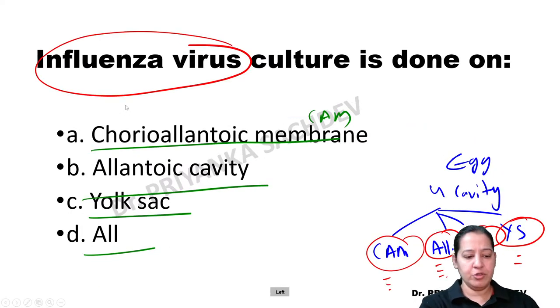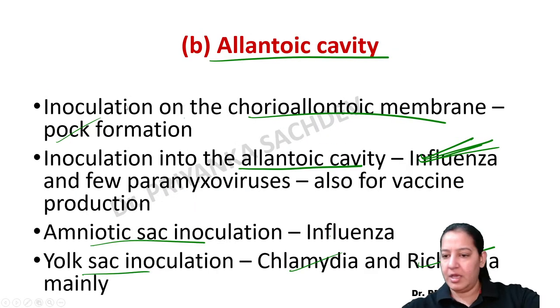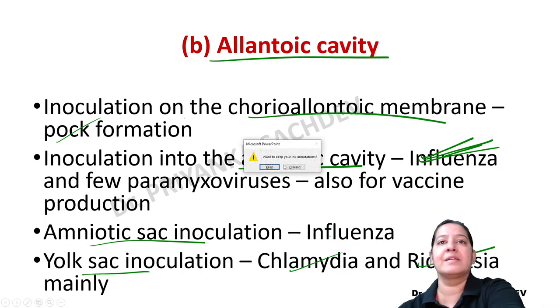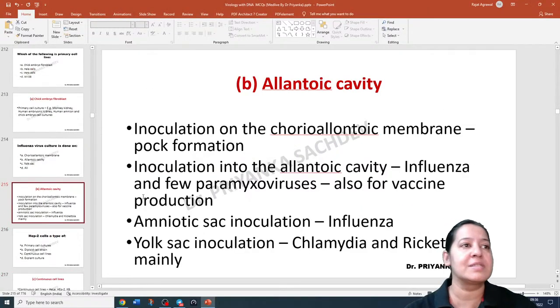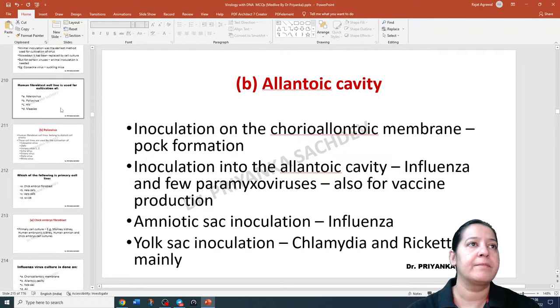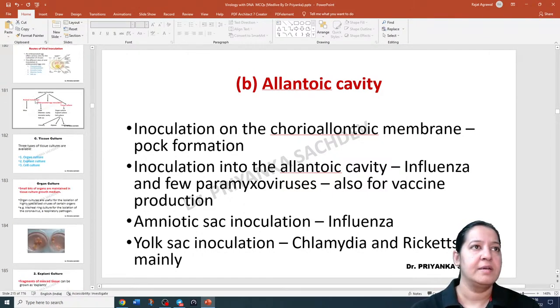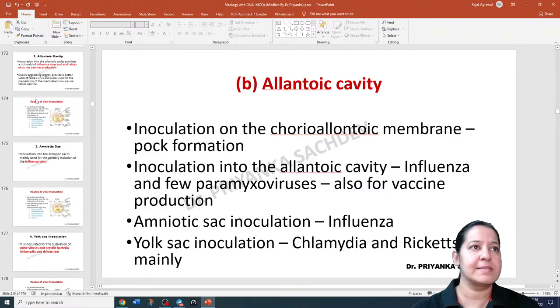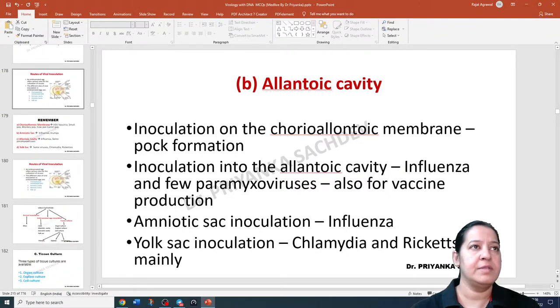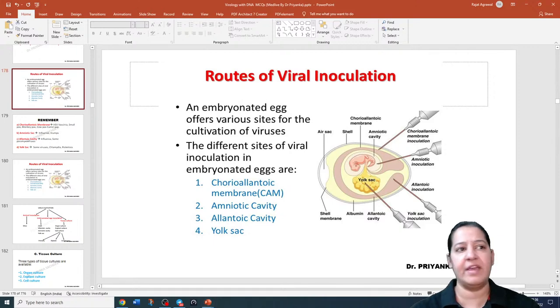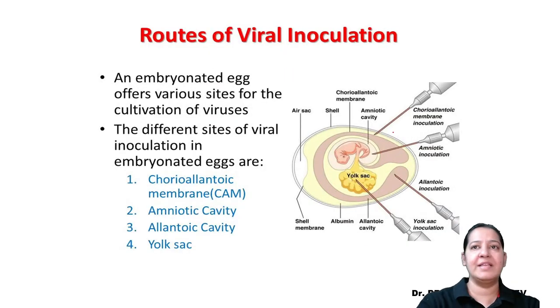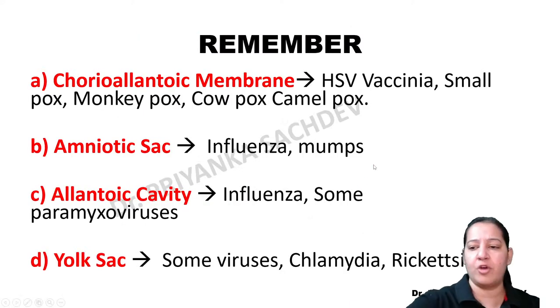Okay, you want me to show you the complete list? Okay, give me a minute. Let me show you the complete list of yesterday's lecture. Just a second. Okay, so here is the list. You can see I'm talking about this list. These are the four cavities. You can see we can grow virus in each of them. You can see the tip of the syringe. We are putting the virus in each of the four cavities.